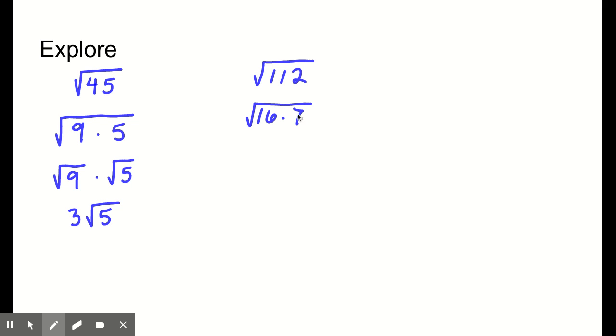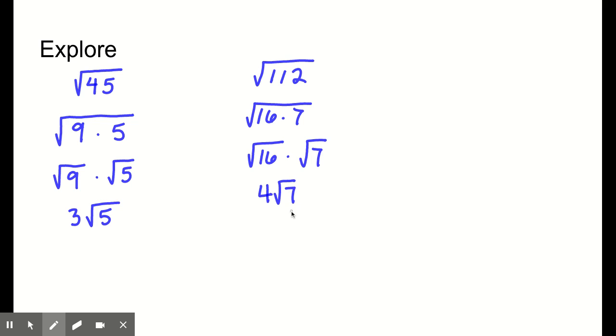But we do know that 16 is a perfect square number. So if we break this down within the radical, we can then separate our radicals, the square root of 16 times the square root of 7. And now we can go ahead and apply that square root to the 16. We know that the square root of 16 is 4. So then this would simplify down to 4 rad 7.